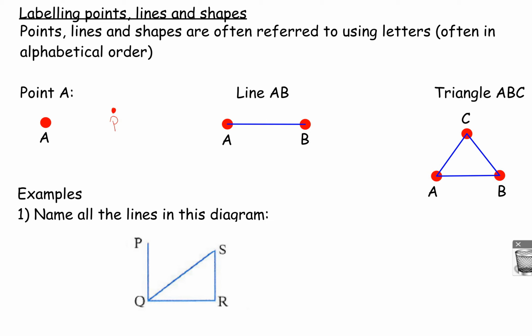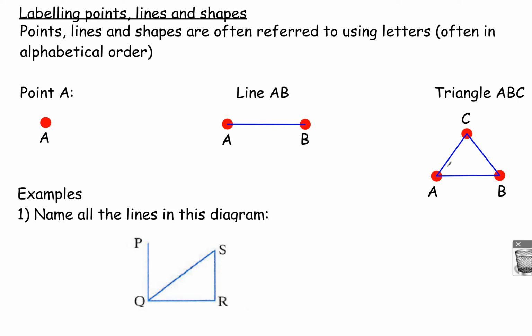Okay. A line. Now a line is made up of 2 points which are joined together with a line. So here, the point A and the point B are joined together to make a line. And that line is called the line AB. It can be said that's the line BA, but like I mentioned above, it's often in alphabetical order. So as A comes before B in the alphabet, we tend to call this the line AB.